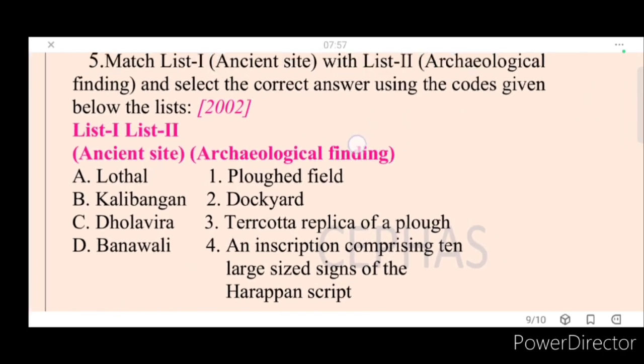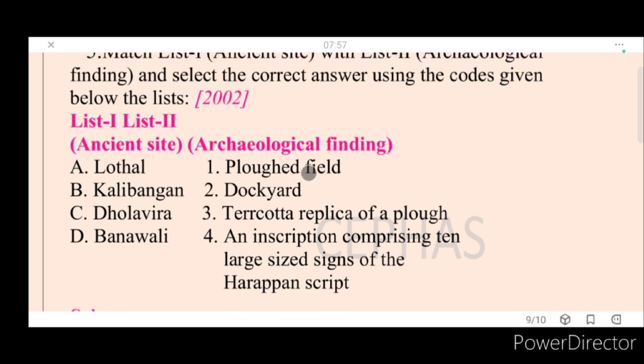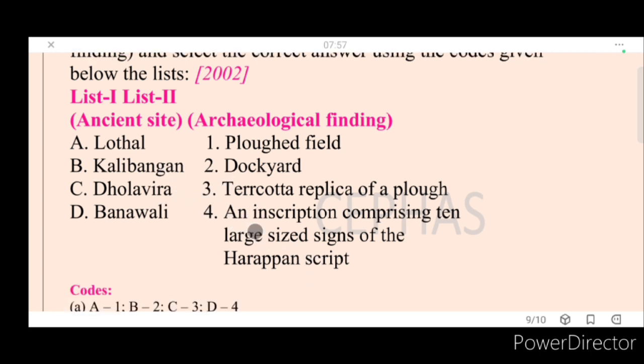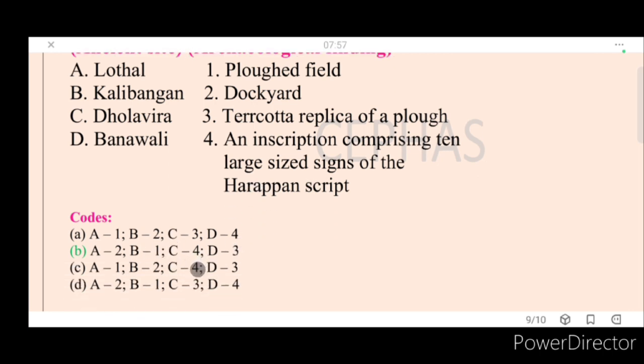Next, as we discussed just a few seconds before, let's match up these things. Lothal, obviously it is related to the dockyard, so A is 2. And Kalibangan, Dholavira and Banawali. Dholavira we also discussed in the last class. It is related to an inscription comprising 10 large signs of the Harappan script. So let us see the options which contain A2 and C4. We eliminate option A and option C, so we end up with options B and D. Dholavira is option 4 as per the discussion.